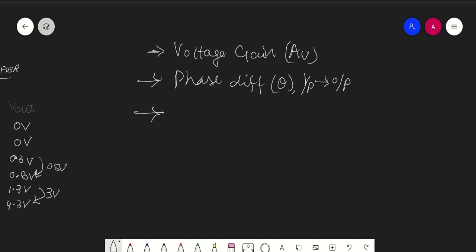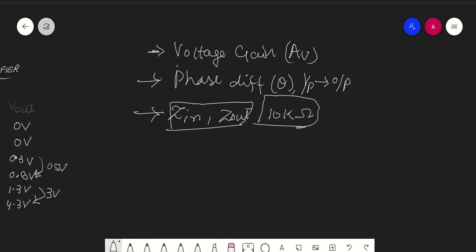The third thing, also mentioned in your manuals, is input impedance and output impedance. There is a method written there. You need a potentiometer for that. I hope you can find a 10 kilo ohm potentiometer in Multisim, and with its help, there are simple instructions written in the experiment. By following that, you can easily find the input and output impedance. But the two things that we are going to focus on are voltage gain and phase difference.